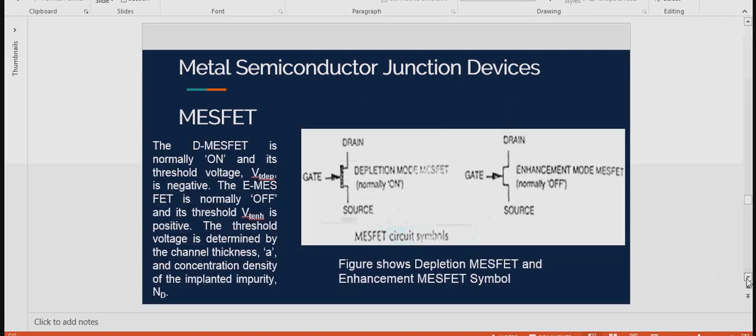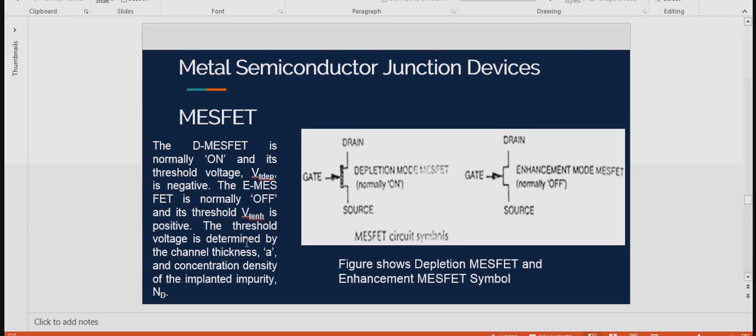Metal semiconductor junction devices, MESFET. The symbols of MESFET shown in the figure: P-channel MESFET, depletion MESFET, and enhancement MESFET. The depletion MESFET gate is slightly thicker compared to the enhancement MESFET, because the depletion MESFET is normally on and its threshold voltage is negative. The enhancement MESFET is normally off and its threshold voltage is positive.